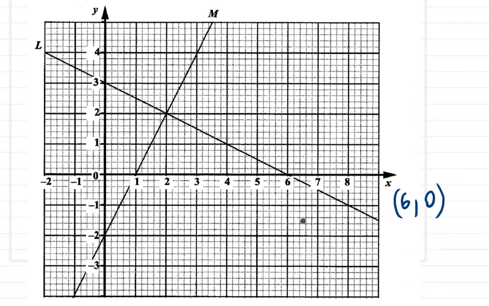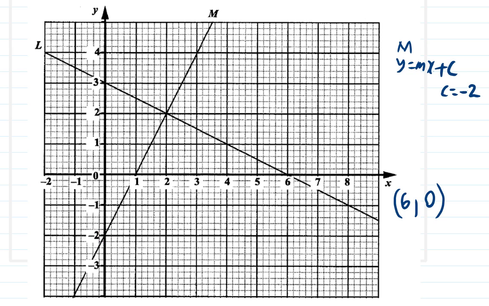They didn't give information about line M except the drawing of the line. So the y-intercept of line M, the intercept is negative 2. Now you should remember y equals mx plus c. C is the y-intercept, so c would be negative 2. Right here, it intersects the y-axis at negative 2.